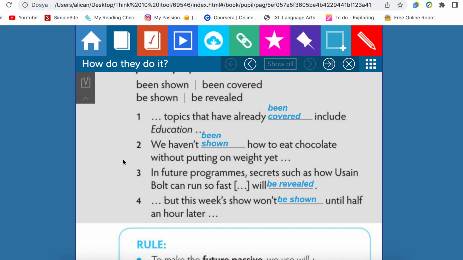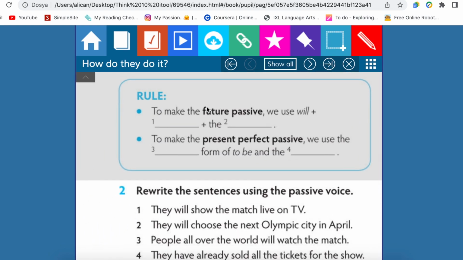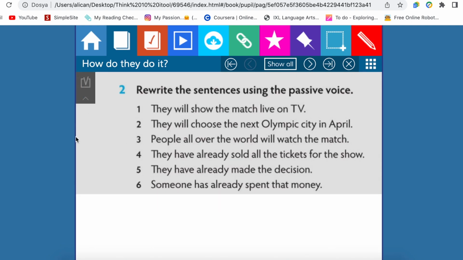Okay, it says to make the future passive, we use will plus be plus the past participle, verb 3. To make the present perfect passive, we use the present perfect form of be and the past participle. Let's look at the example. It says they will show the match live on TV. The match will be shown live on TV.